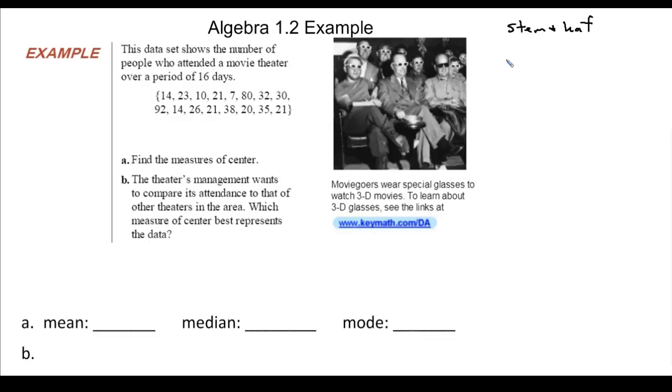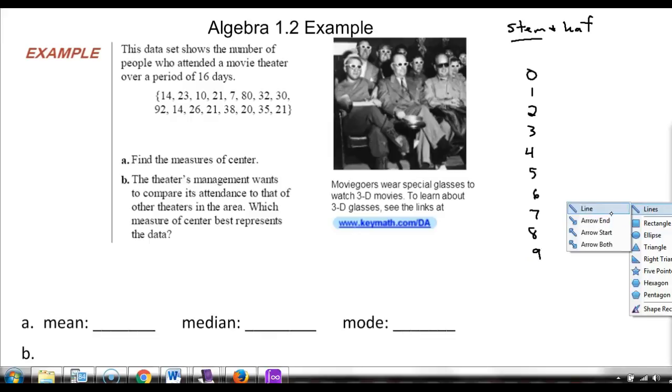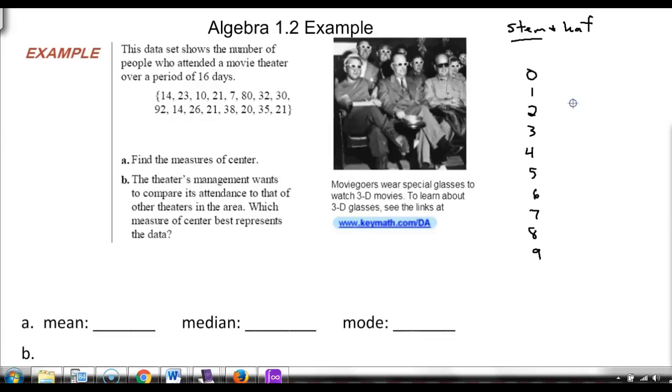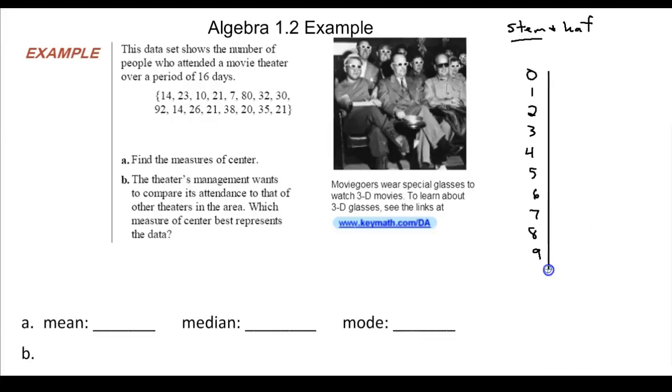I'm going to start with the stem part of this, which is just the numbers in the tens place. So I've got some zeros. I've got 10, 20, 30, 40, 50, 60, 70, 80, and 90. I see 90 is my highest one. So I'm going to start with 0, 10. So the 0 is the tens place. 0, 10, 20, 30, 40, 50, 60, 70, 80, and 90. Alright, so I'm just going to put a line here, that way I can separate my tens spot from my ones spot.